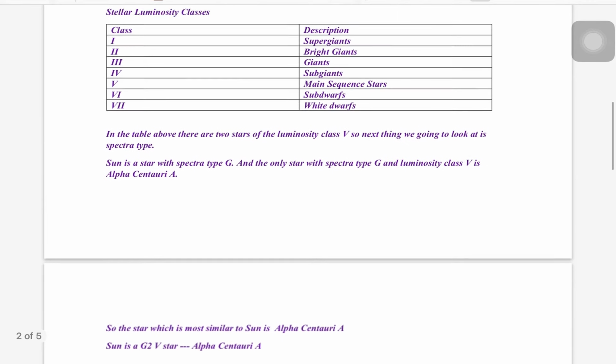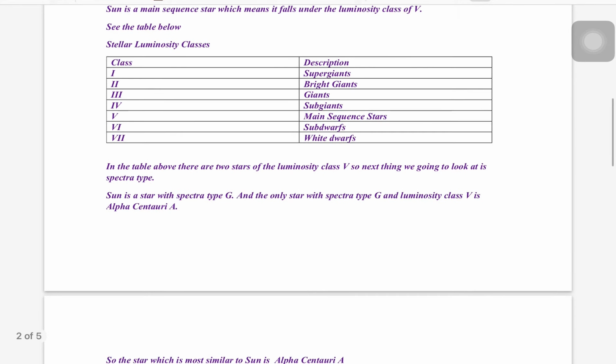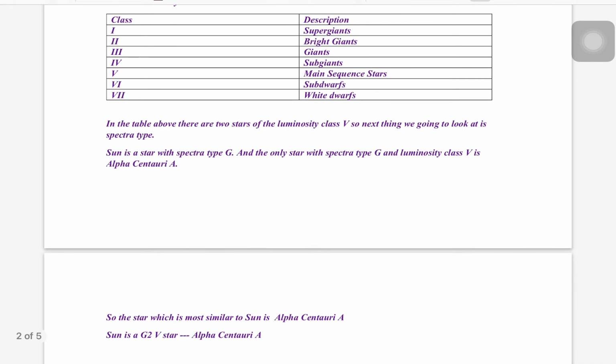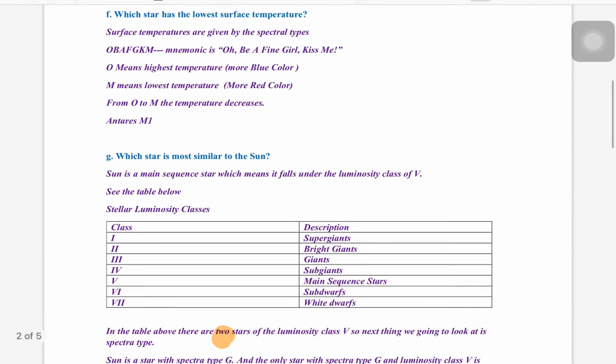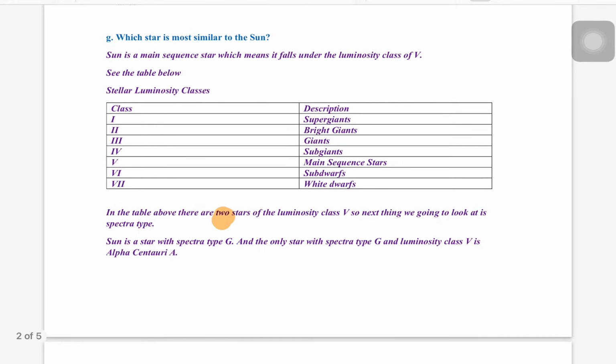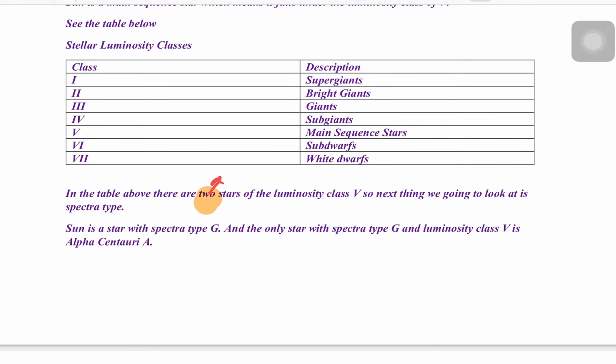Okay, so we got the answer for this one too. Here all the answers are described, so you can pause the video and look at the explanation. In the table, no, I think there are not 2, I think there are 5 of them. So this is my mistake here. I think there are 5 stars of the same luminosity class.